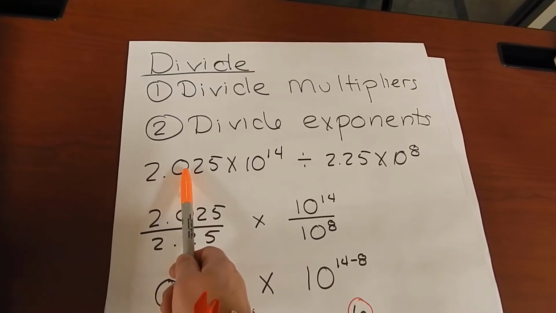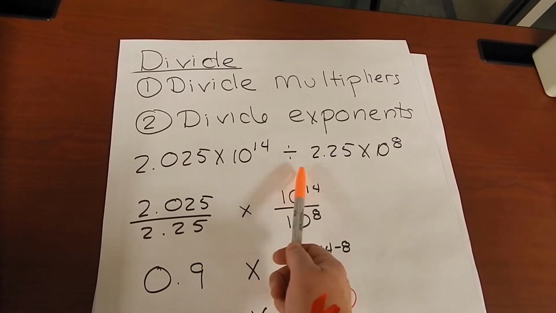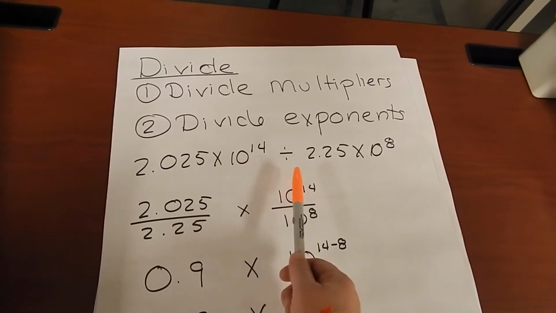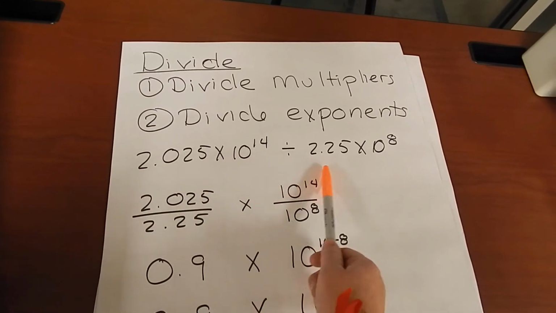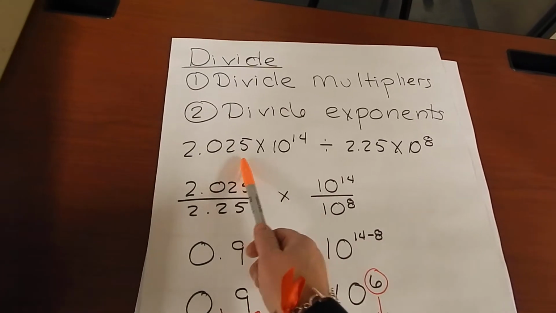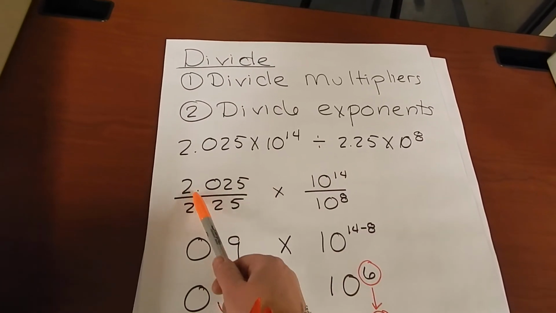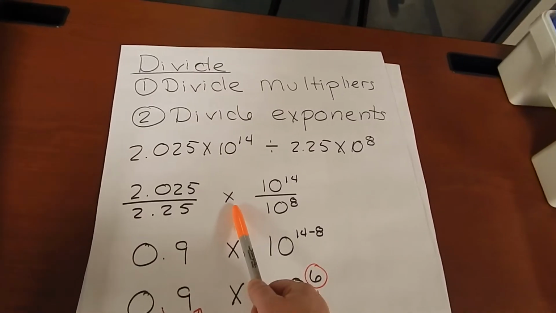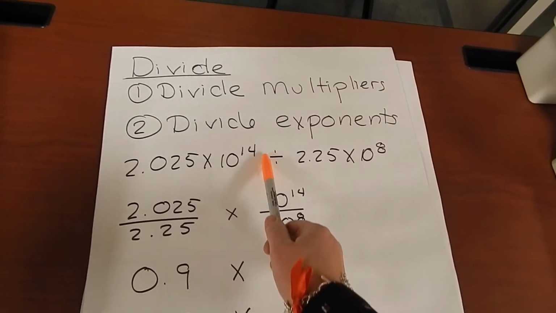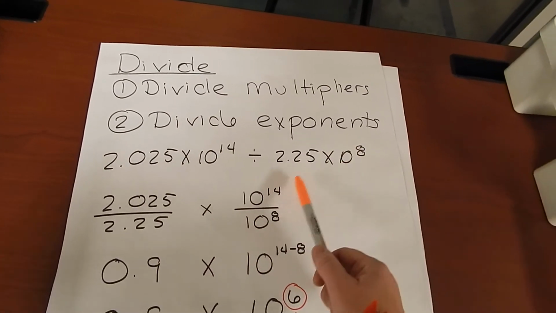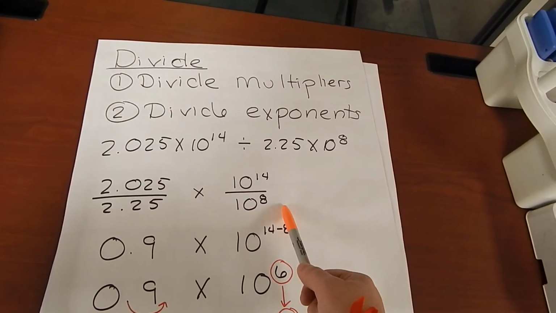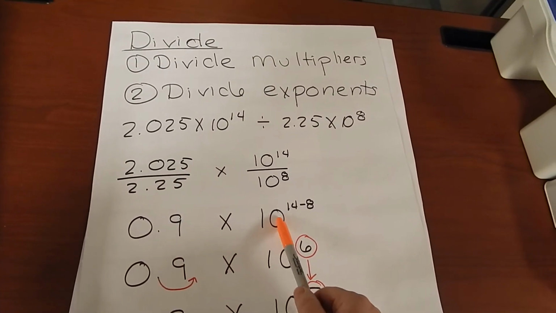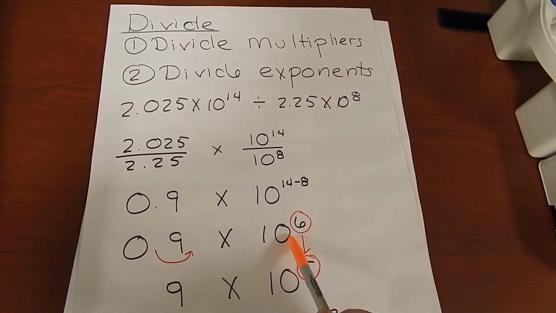So here I have 2.025 times 10 to the 14th divided by 2.25 times 10 to the 8th. So I take my multipliers, which I didn't underline this time. It's 2.025, 2.25, and I divide them. Now I divide the first one by the second, just like it's written up here. 2.025 divided by 2.25. And I'm going to multiply that by my exponents, but my exponents are divided. So over here I have 10 to the 14th. Over here I have 10 to the 8th. So 10 to the 14th goes on top, 10 to the 8th goes on bottom. So my answer becomes 0.9, is what happens when I divide there, times 10 to the 14 minus 8, which becomes 10 to the 6th.